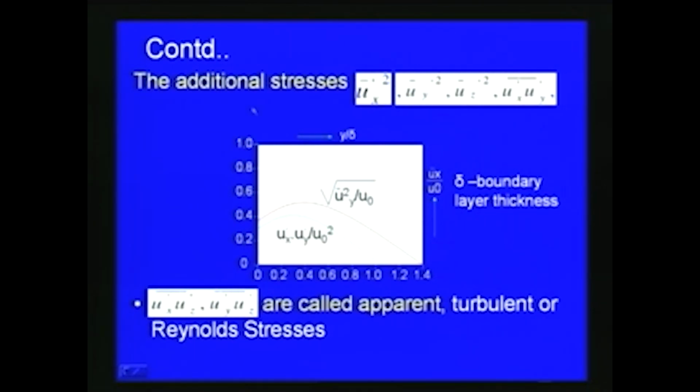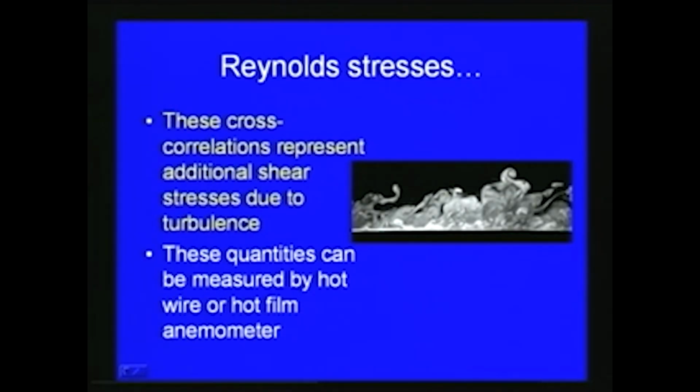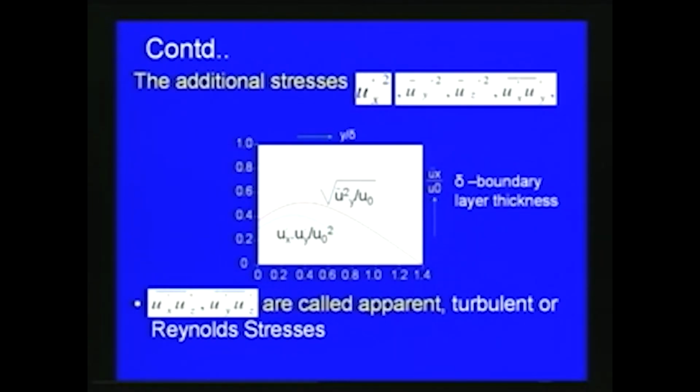This slide shows the additional stresses like u x dash bar square, u y dash bar square, u z dash bar square, u x dash u y dash bar, u x dash u z dash bar, and u y dash u z dash bar. These are all the apparent, turbulent, or Reynolds stresses, as we have seen. Some of the components we can measure using equipment like the hot film anemometer, and these measured values we can utilize in the equations to get the solution.